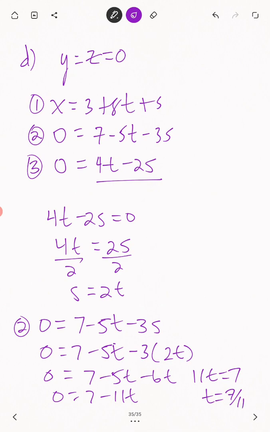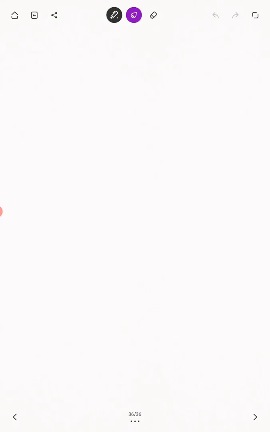And so with that, I can now find s as well, which I'll do up here, because s is 2 times t, so s is going to be 14 over 11. And now that I have values for s and t when y and z are 0, I just need to substitute them into my equation for x, and I will get the x-intercept. So let me do that on the next page.